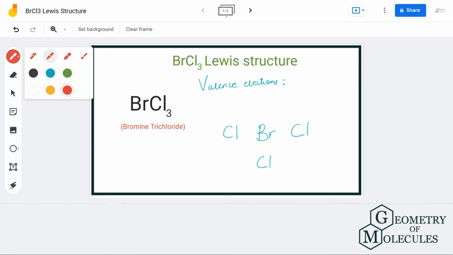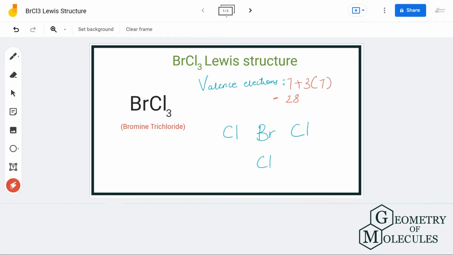Here the bromine atom has 7 valence electrons in its outer shell, and even the chlorine atom has 7 valence electrons in its outer shell. So we are going to multiply this number by 4, and hence we have a total of 28 valence electrons for BrCl3.